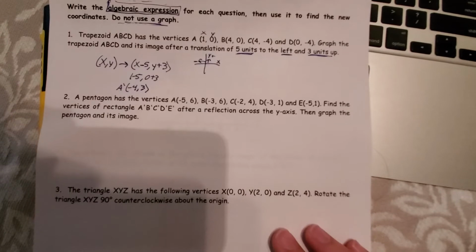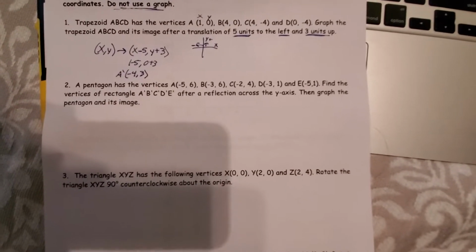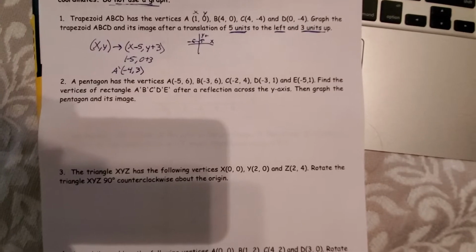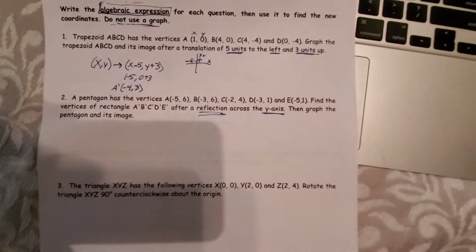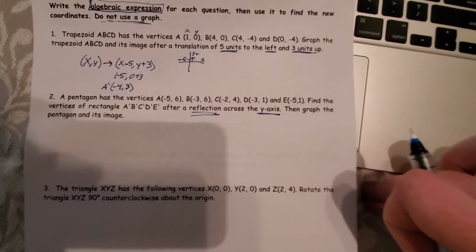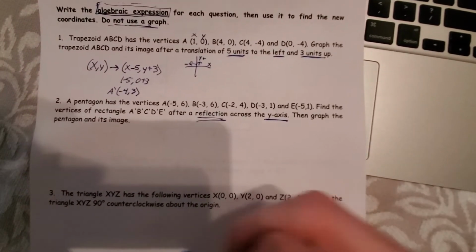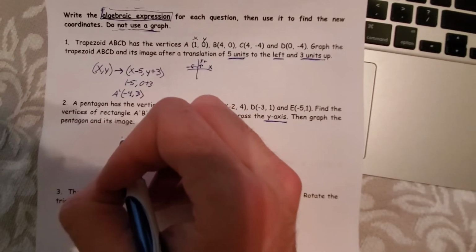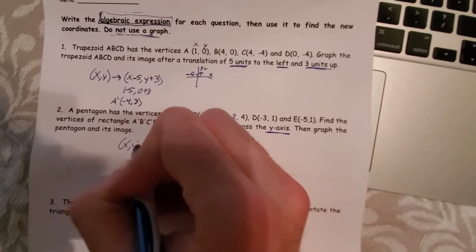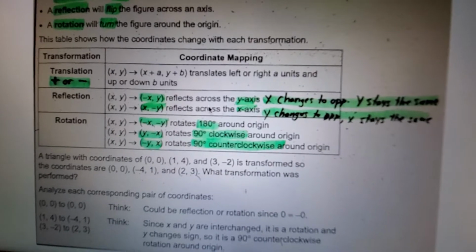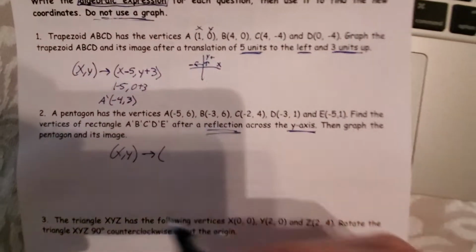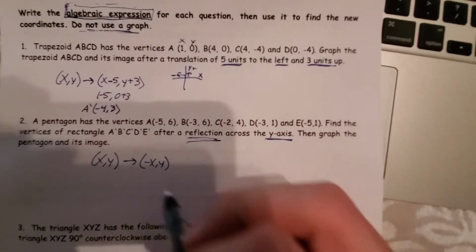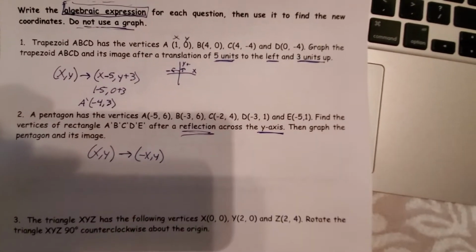Next, number 2, a pentagon has the vertices something, something, something. Find the vertices of A prime, B prime, C prime, D prime, E prime after a reflection across the y-axis. Okay, so you need to look on that little chart from your e-binder. And you see that reflections across the y-axis, it gives you x and y across the y-axis. Okay, if you look here, a reflection across the y-axis changes (x, y) to (negative x, y). And remember, this just changes your x to the opposite and your y stays the same.